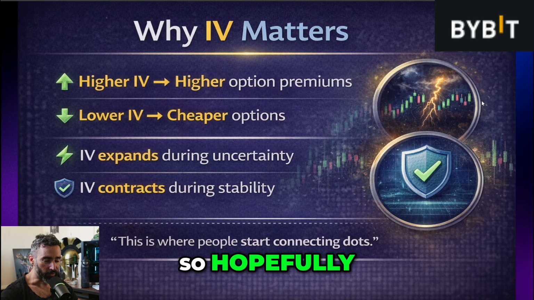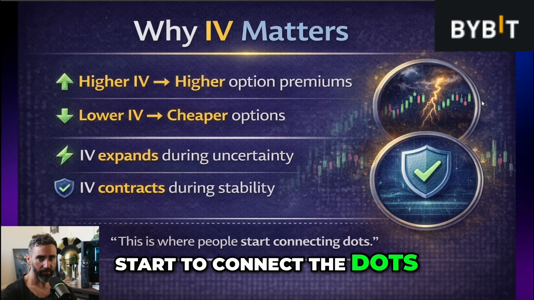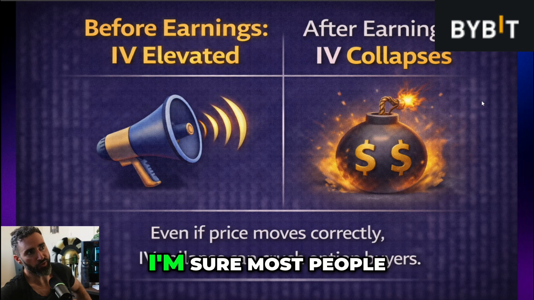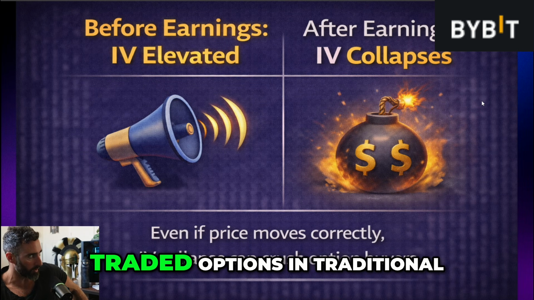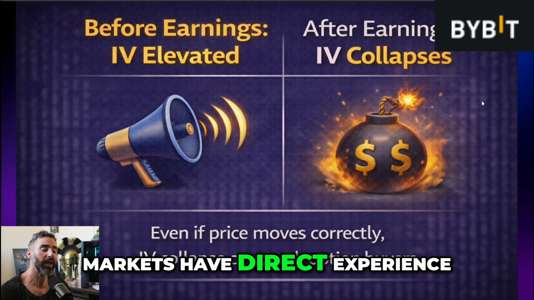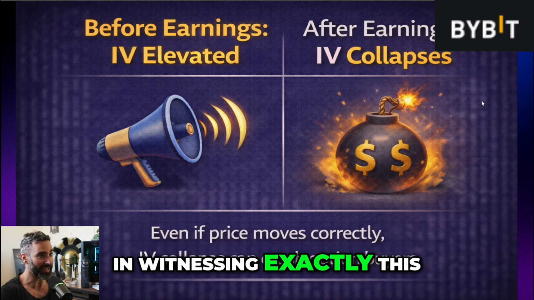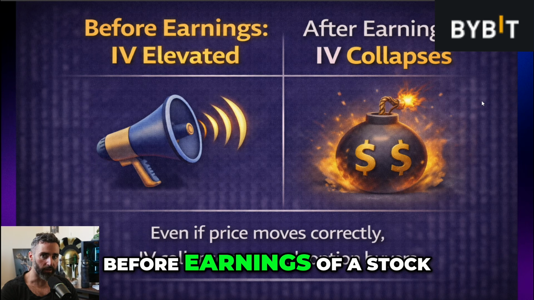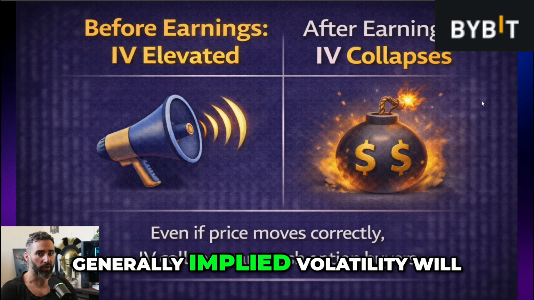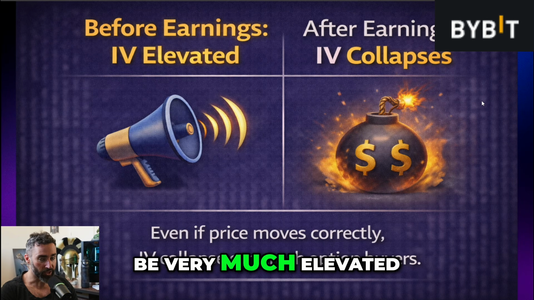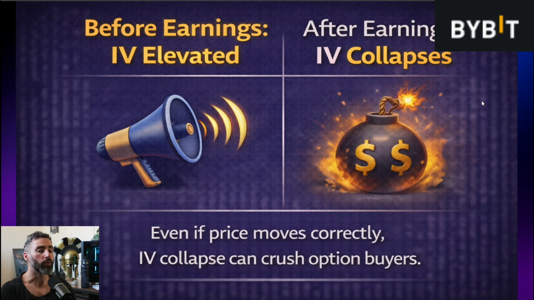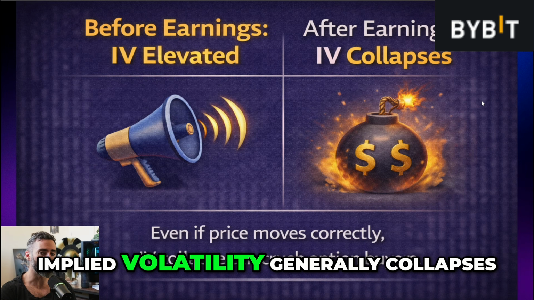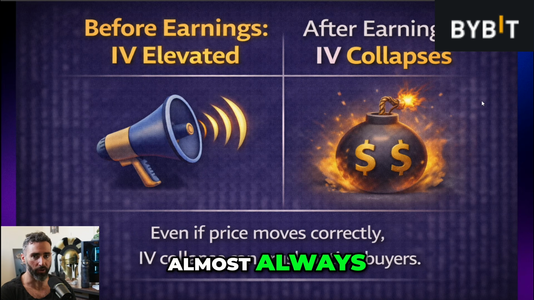So hopefully this is where people start to connect the dots. Moving on, let's give a quick example. I'm sure most people who have traded options in traditional markets have direct experience witnessing exactly this. You'll notice that before earnings of a stock, generally implied volatility will be very much elevated compared to what happens afterwards. Once the earnings report happens, implied volatility generally collapses, almost always.